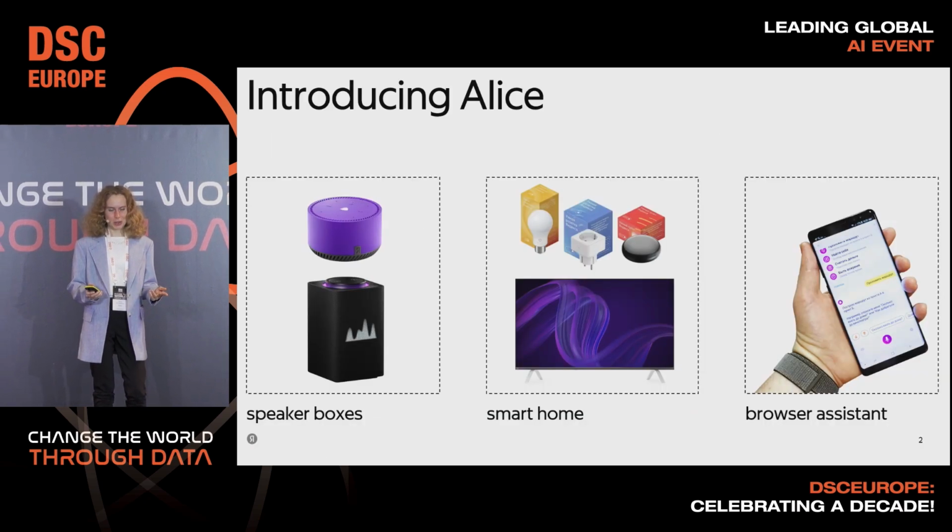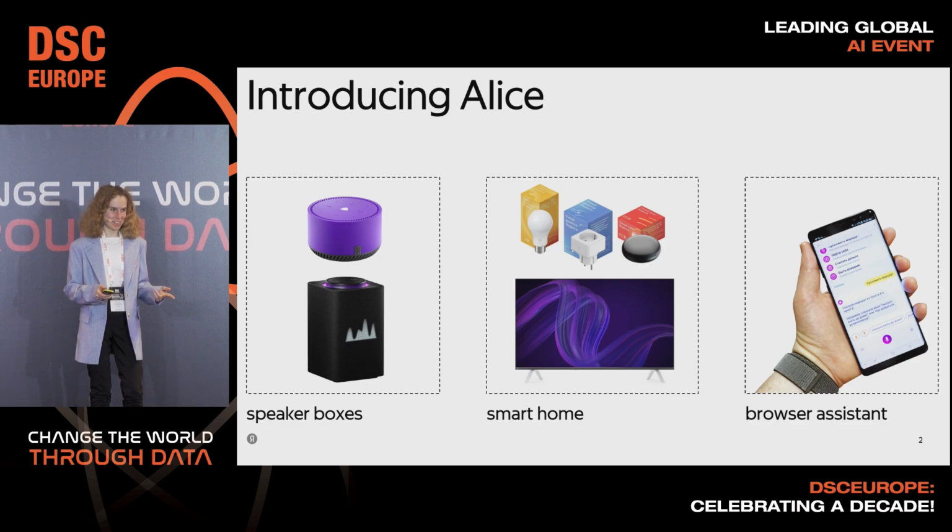Firstly, please raise your hands if you have even heard about Yandex Alice. Not many, so I think I need to introduce her. Alice is a voice assistant developed in Yandex, and she lives in different devices, for example, speaker boxes, smart home devices, or browser. But in all these cases, Alice is actually blind. She can hear you and she can speak to you, but she does not see anything around her.